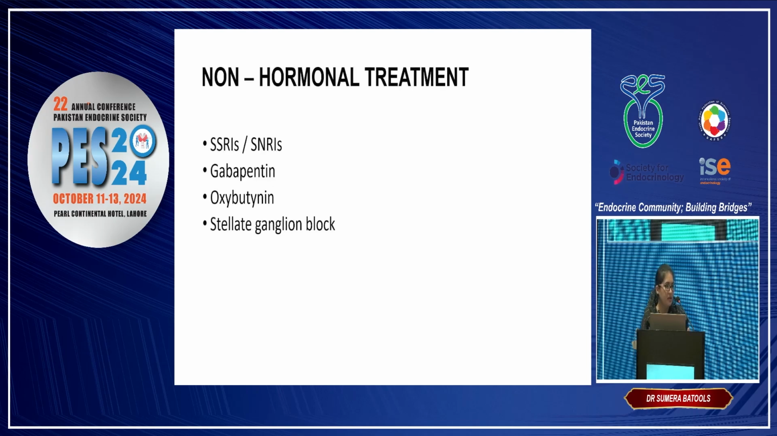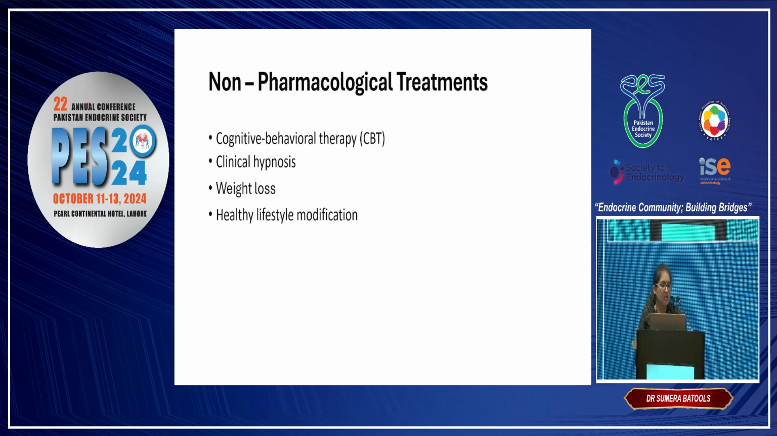If a woman is not tolerating hormonal therapy, or if hormonal therapy is contraindicated, then we have other options like non-hormonal treatments, including SSRIs, gabapentin, and oxybutynin. So depending upon the symptoms, you can choose either of these. Non-pharmacological treatment options should always be combined with the pharmacological treatment options, and these include healthy lifestyle interventions, weight loss, maintaining weight in the normal BMI range, and cognitive behavioral therapy.